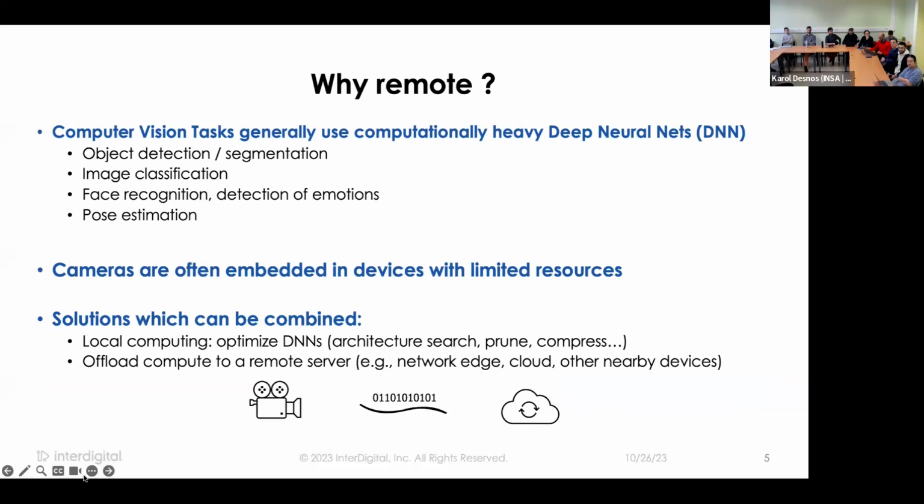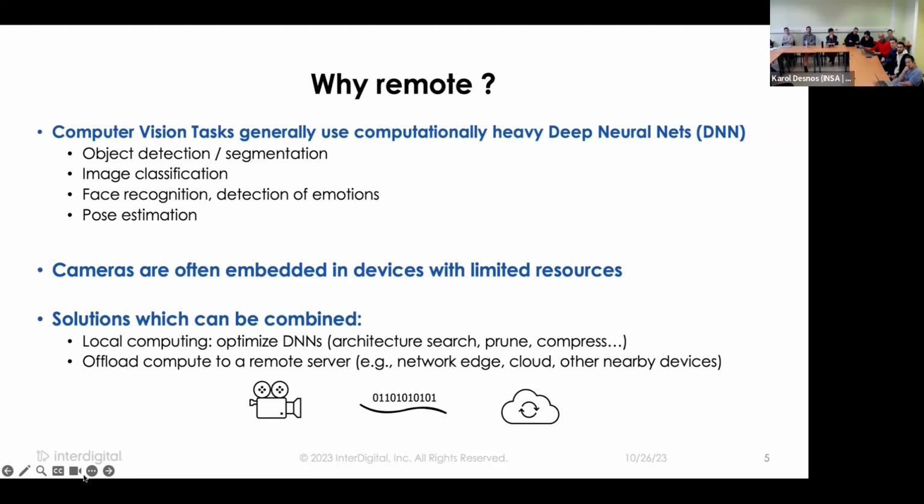So you have many different tasks. I'm guessing you know all of them, like object detection, segmenting the objects, classification of images. Then you have some more complicated tasks like face recognition, detection of emotions. Pose estimation, as you can guess, also requires a lot of computation. And the cameras that we use are often embedded in devices, IoT, phones, and they are very limited.